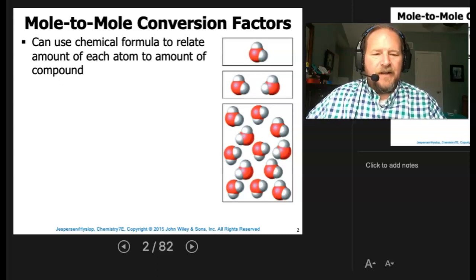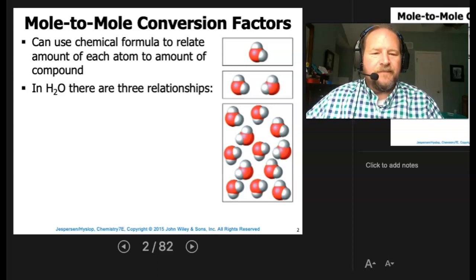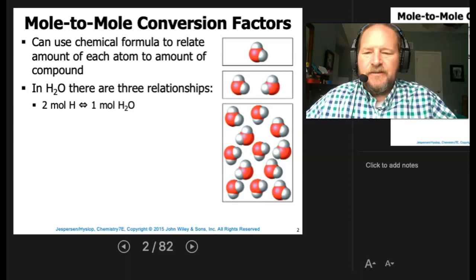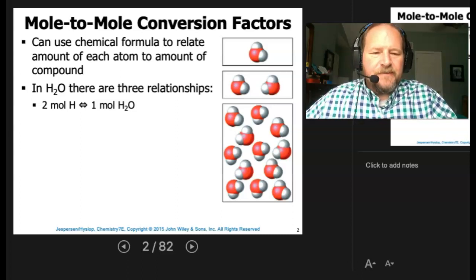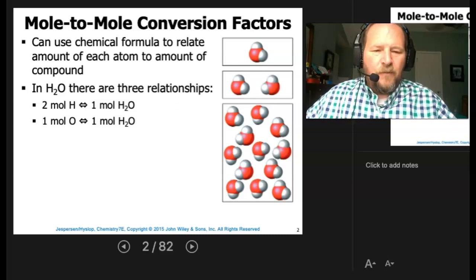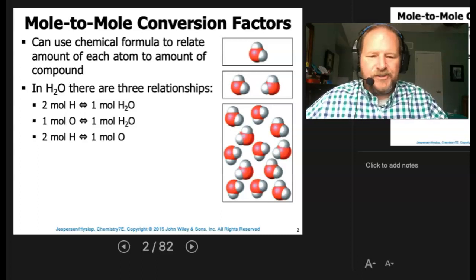So here we've got little molecules of water. And so we can see that there are going to be several different relationships. For instance, we can say we have 2 moles of hydrogen is going to go into 1 mole of water, and that's based on that subscript 2. We could also say we have 1 mole of oxygen in 1 mole of water. Or we could say we have 2 moles of hydrogen for each mole of oxygen.